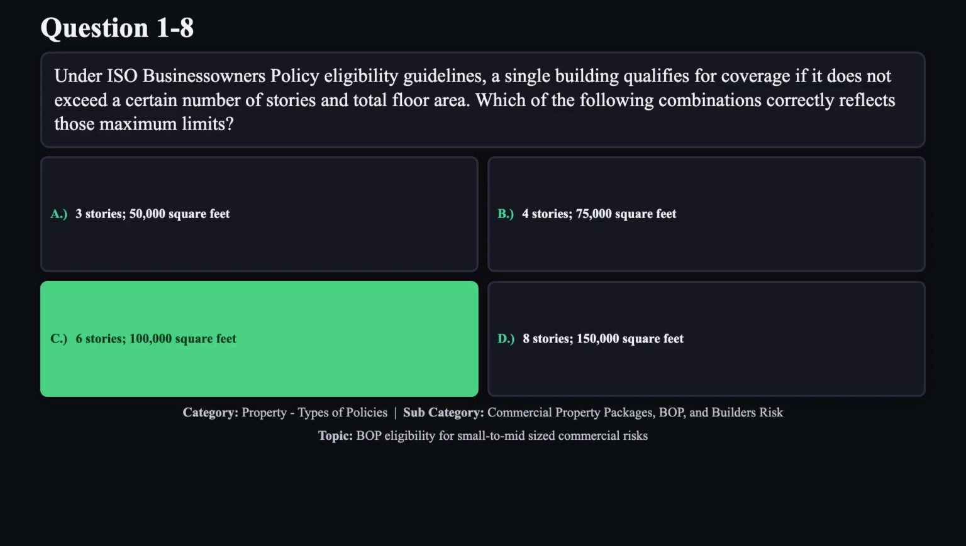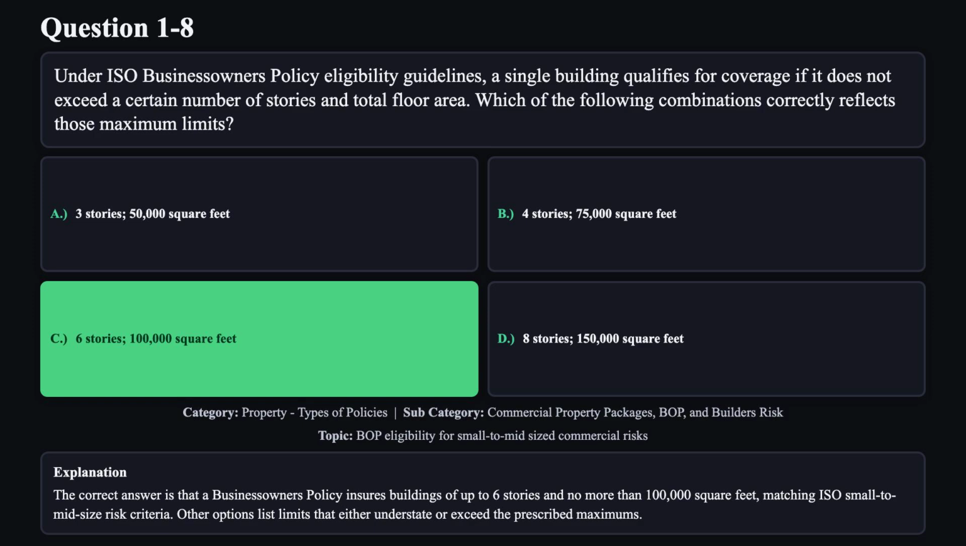The correct answer is C. A business owner's policy insures buildings of up to 6 stories and no more than 100,000 square feet, matching ISO small to mid-size risk criteria. Other options list limits that either understate or exceed the prescribed maximums.